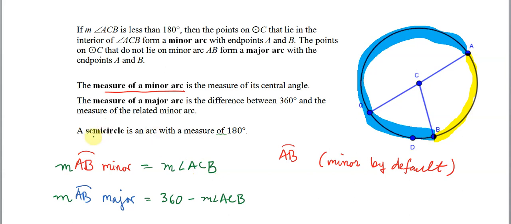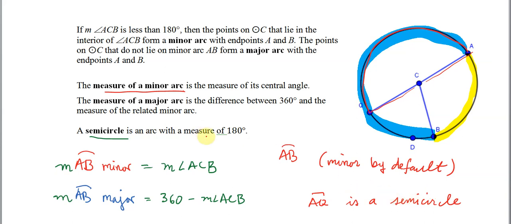A semicircle is an arc with a measure of 180 degrees. In this picture, if I use this arc from A to Q, it goes from one point of the diameter to the other point of the diameter, so we can say that arc AQ is a semicircle. So there you have it, just some quick definitions of arcs.